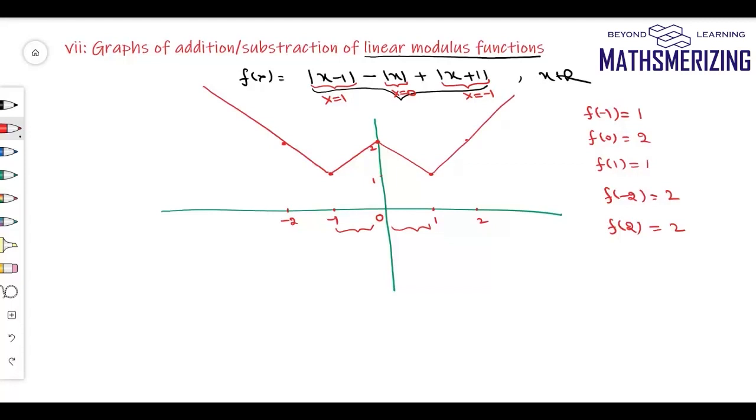So in each case, it is going to represent a portion of a straight line. In order to draw a straight line, all I need to do is mark two points, and that's what I have done in this case. So in case of any linear modulus function with a plus or minus sign, this is the simplest way of solving it. Suppose I had to find the range of this function, the minimum value of this function is 1. So the range of this function will be y belongs to 1 to infinity.